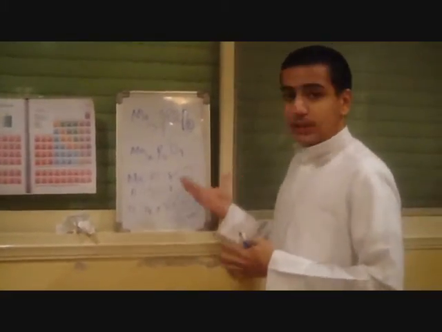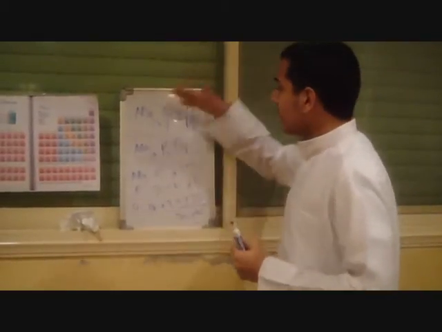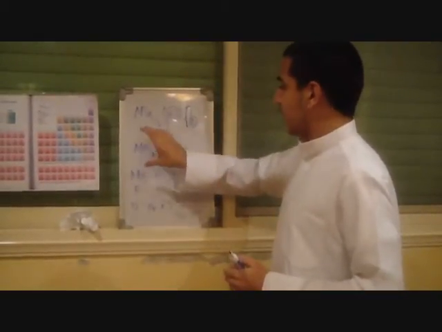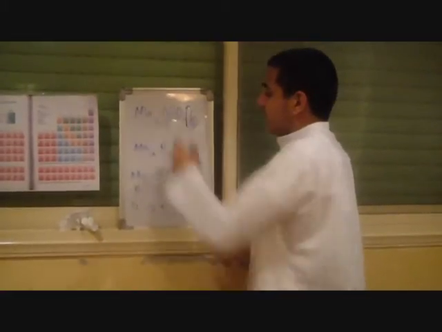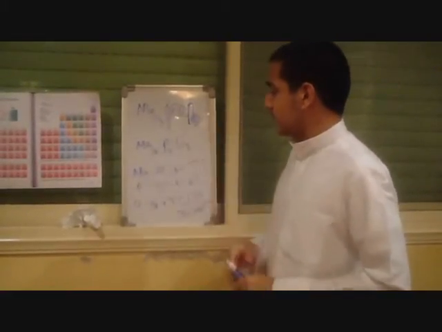So what I did basically is I simplified the bracket, found the molar mass of each element, and multiplied by the subscript.